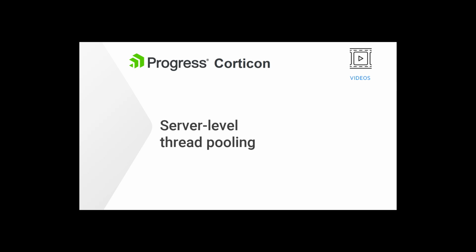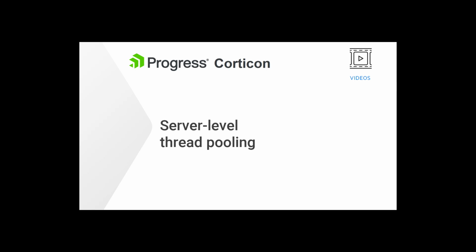In this video, we introduce a Corticon feature called server-level thread pooling. This feature allows the server to determine how many concurrent requests are to be processed at any one time, giving you greater control over your available resources.